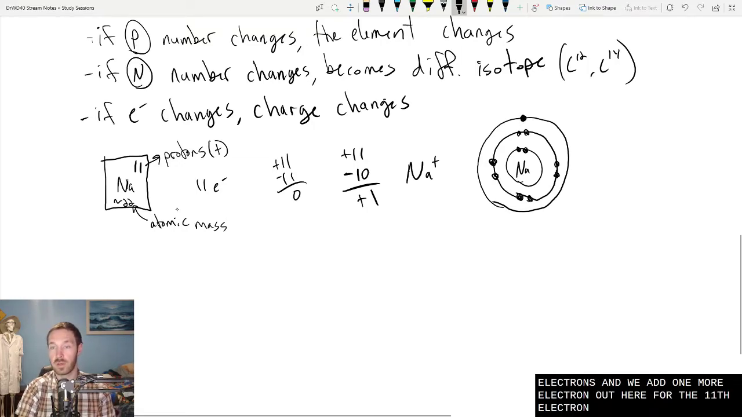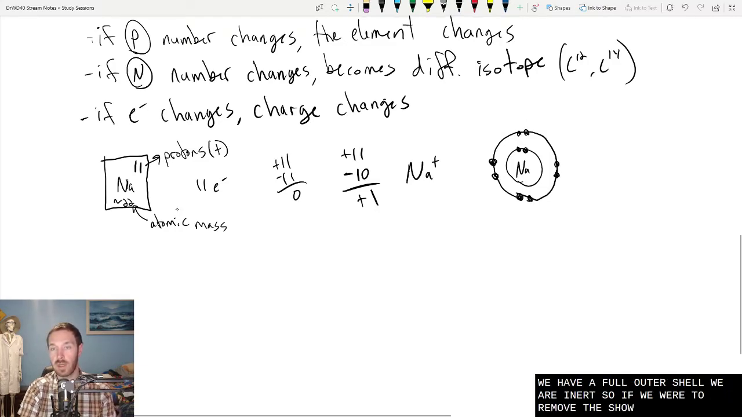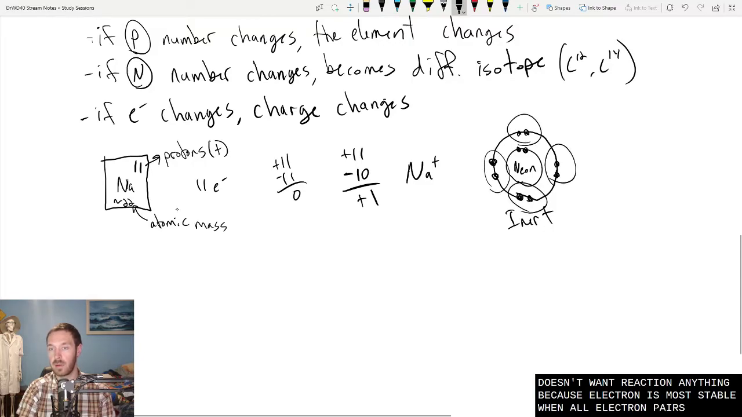So sodium and other atoms in the first column of the periodic table are the most reactive, such as hydrogen, lithium, potassium, and so forth. If we have a full outer shell, we are inert. So if we were to remove this shell here and just have this, we are now showing, what is this, neon. So neon has 8 electrons in the outer shell, and this is an inert molecule. So it doesn't want to react with anything because an electron is most stable when all electron pairs are filled. It's most unstable when they're not filled. So 1 electron out there is very, very unstable. So it wants to form another bond.